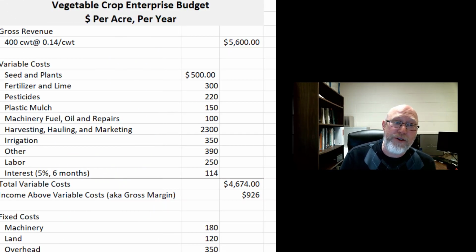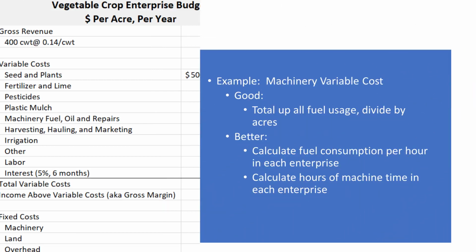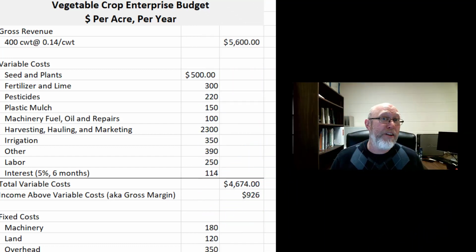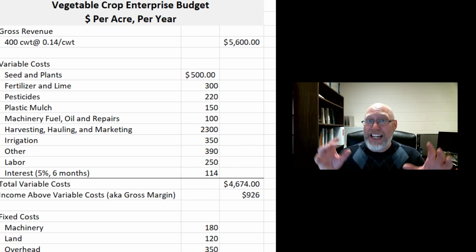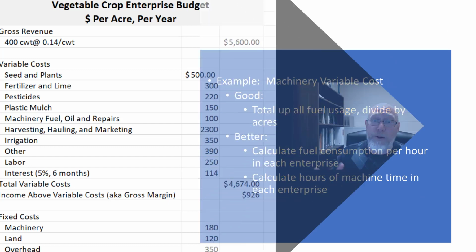For example, if you're trying to calculate your machinery variable cost, you can total up all fuel usage and divide by acres. And that'll give you a number, but it's not the best number. A better number would be to calculate fuel consumption per hour in each individual enterprise and then calculate hours of machine time in each individual enterprise and use that in order to come up with your numbers for your budget.